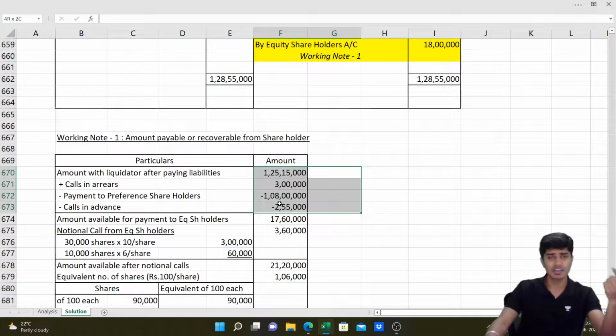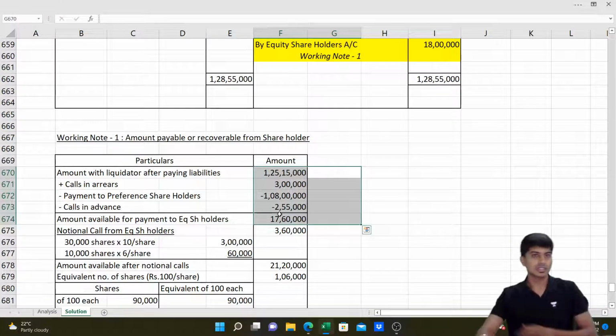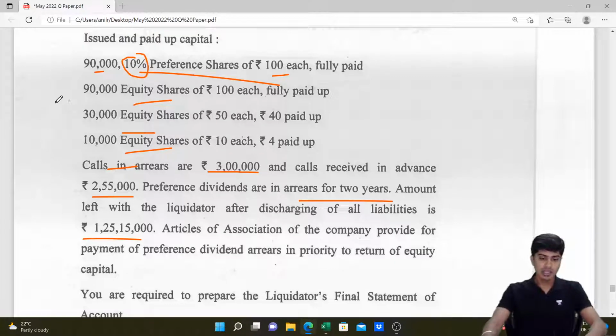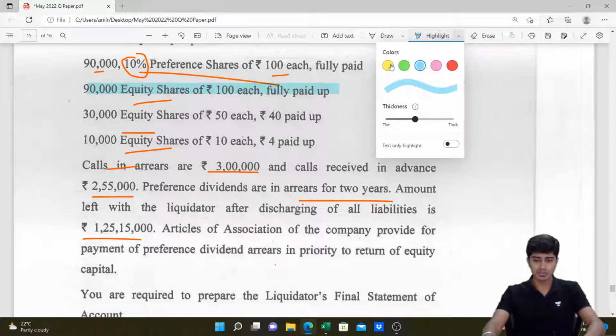Then calls in advance will be repaid. Money left with you to pay equity shareholders is 17 lakh 60,000. Now, we need to do notional calls. What is notional calls? Here, these shares are fine, fully paid up. Now, concentrate on the next two shares.